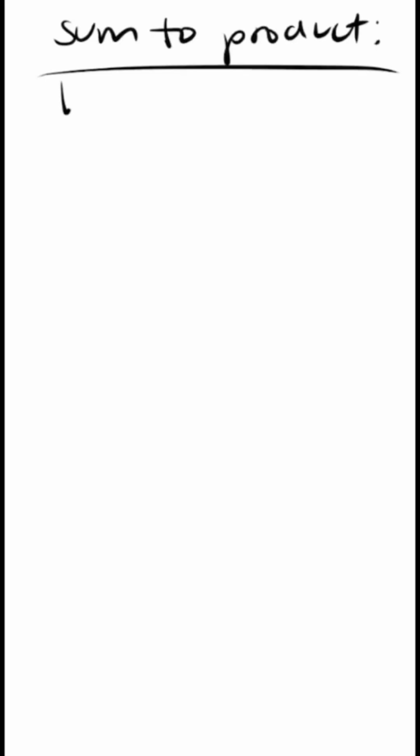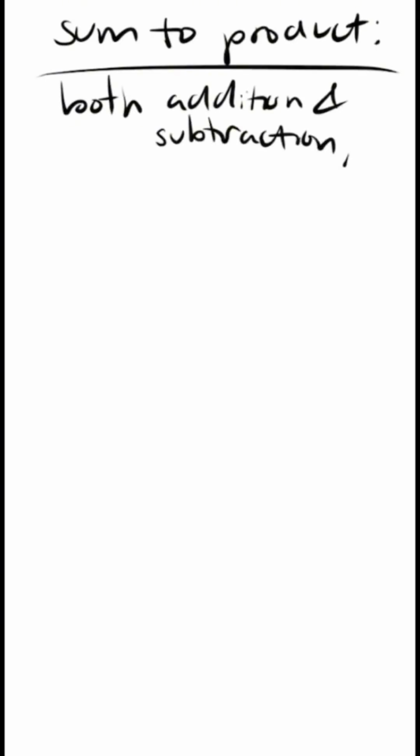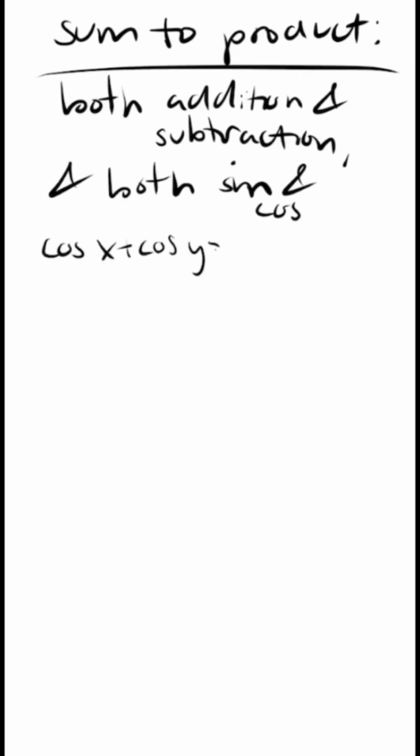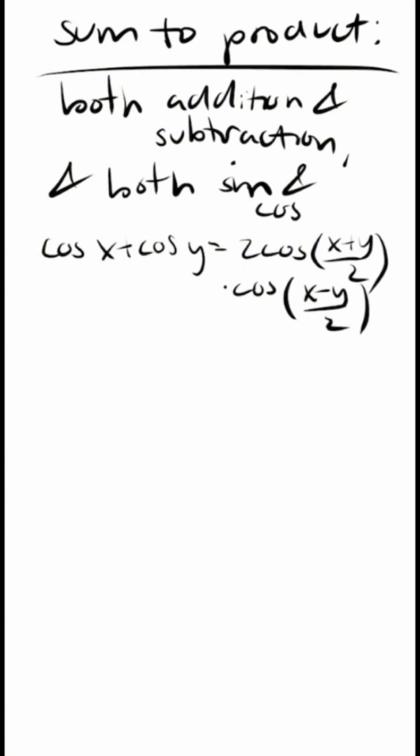Then sum to product is the same thing. We only have sine and cosine. Actually, technically when it says sum in the name, it means both sum and difference because there's both addition and subtraction in here. And so this results in 4 identities in total. The first one is with both cosine and addition, and it says cosine x plus cosine y equals 2 cosine x plus y divided by 2 times cosine x minus y divided by 2.